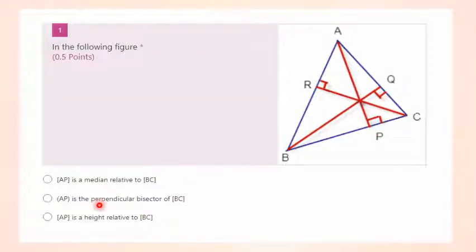Can I say that AP is the perpendicular bisector? The perpendicular bisector is perpendicular to a segment at its midpoint. Again, P is not the midpoint of BC, so AP cannot be in any way a perpendicular bisector. The last option, AP is a height relative to BC. Height, it's issued from a vertex perpendicular to the opposite side. AP is perpendicular to BC, it's given on the figure. So yes, AP is a height relative to BC. Also, I can say BQ is a height relative to AC and CR is a height relative to AB.